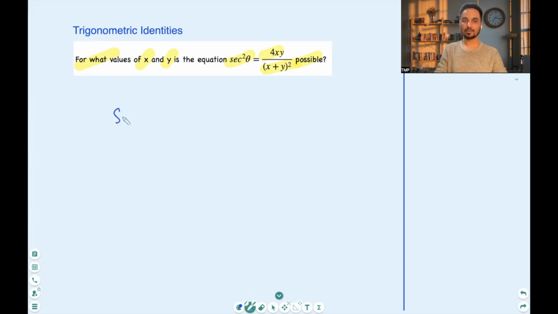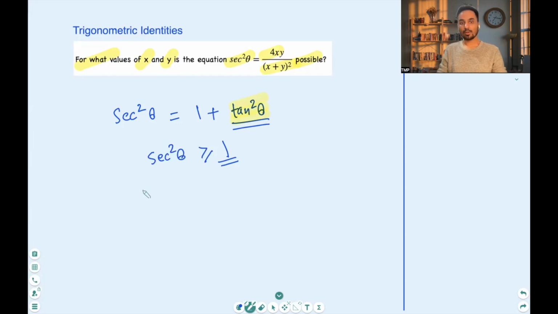First, we know that sec² θ is 1 plus tan² θ. The right-hand side of the equation is 1 plus tan² θ, and tan² θ will have a value which is either 0 or more than 0. That means we can write sec² θ will always be greater than or equal to 1.